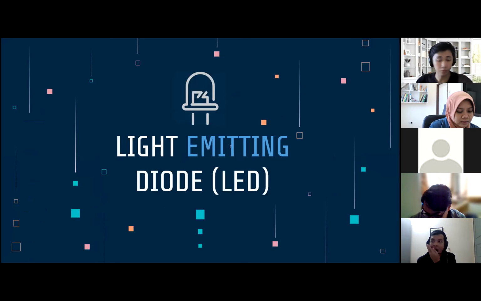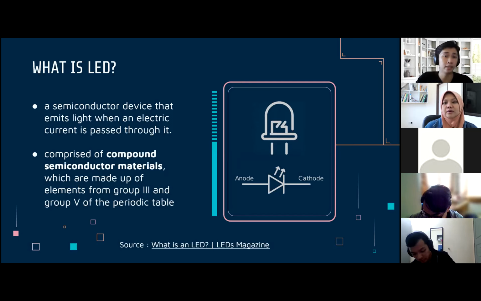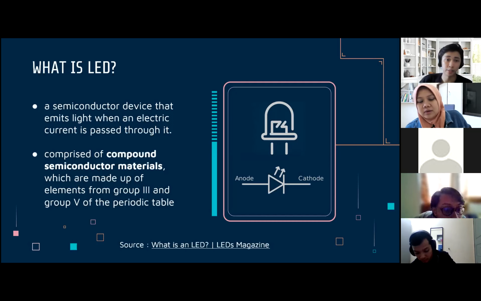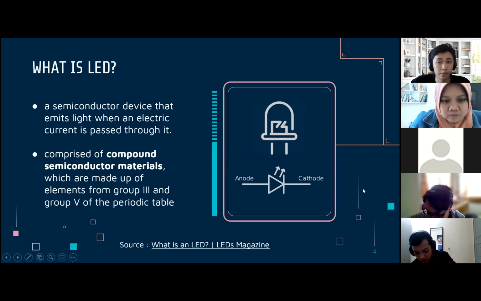Okay, Assalamualaikum warahmatullahi wabarakatuh. Today we meet again. I will share about LED. LED is light emitting diode. It is a semiconductor device that emits light when an electric current is passed through it. And it comprises compound semiconductor material, which is made from group 3 and group 5 of the periodic table.